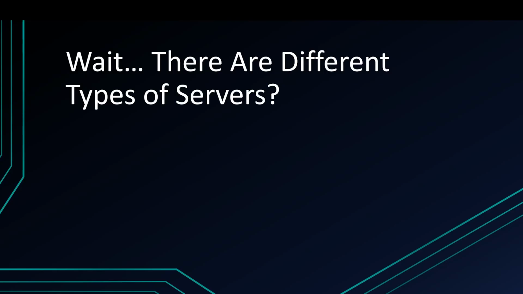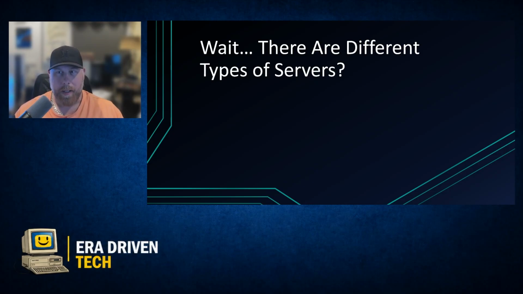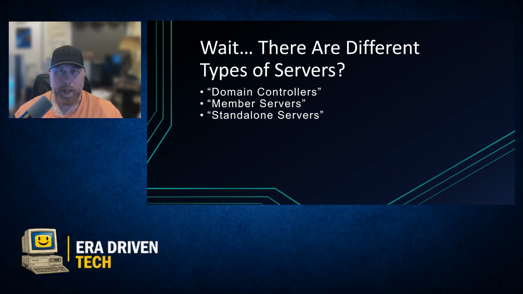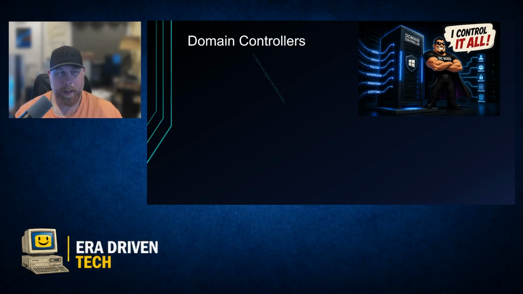Wait, there are different types of servers? There are different types of servers, and we'll take a look at them. All right. First type is a domain controller. The second type is a member server. The third type is a standalone server, and one that doesn't really get too much notice because it's not used as much anymore, but a quasi server. Yes, that used to be a thing.